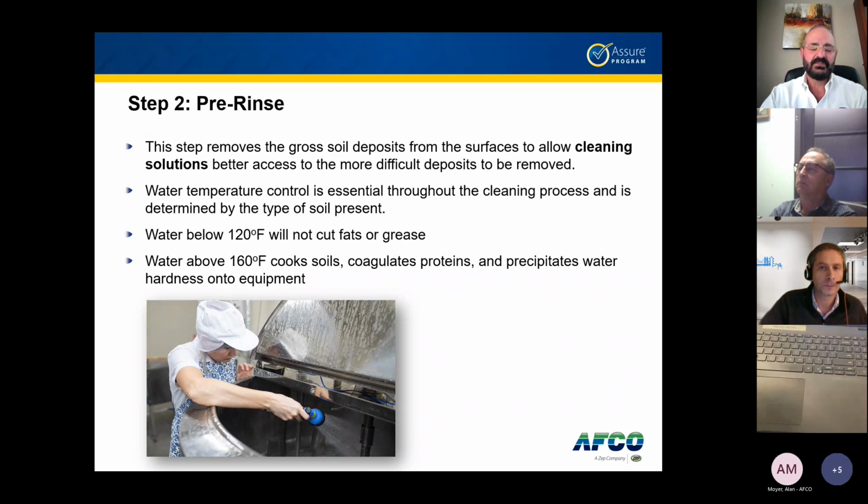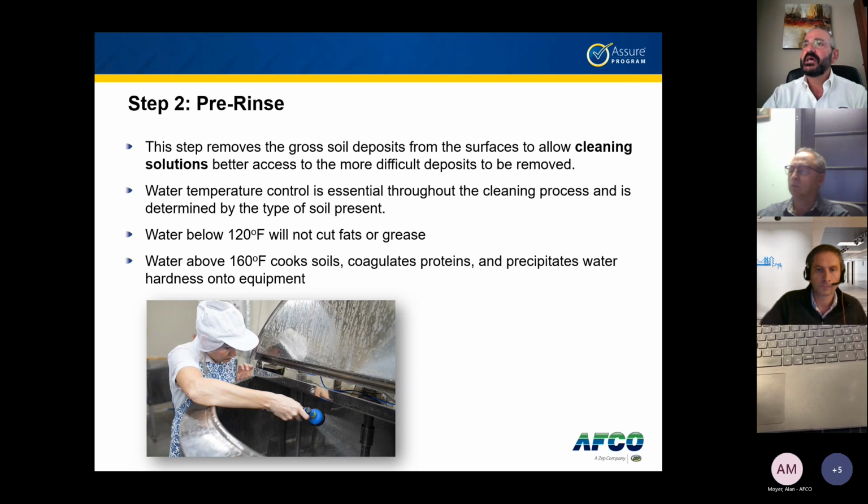So after we do a dry pickup, we rinse the equipment with warm water, usually 120 to 150 degrees. This is a very important step to remove all the gross soils and greases deposited on the surfaces. Now, if you have blood in your food processing plant or very high protein residues on the surfaces, like egg yolks and eggs, it's better to use cold water, because if you go higher than 120 to 150, you will cook the protein on the surfaces.